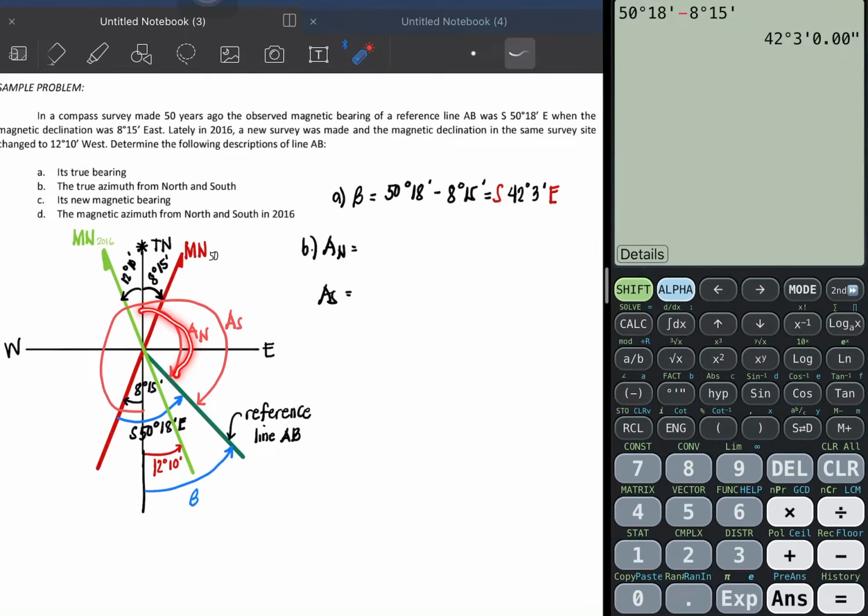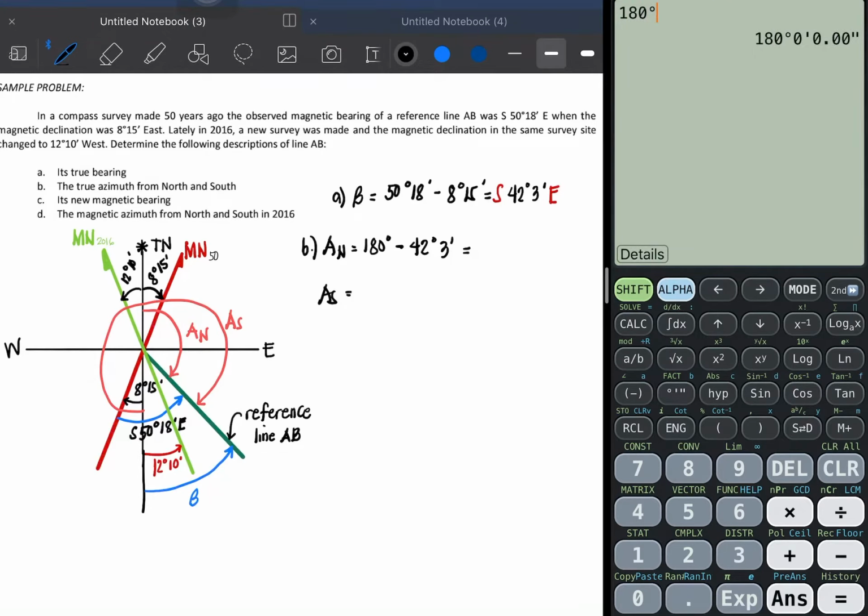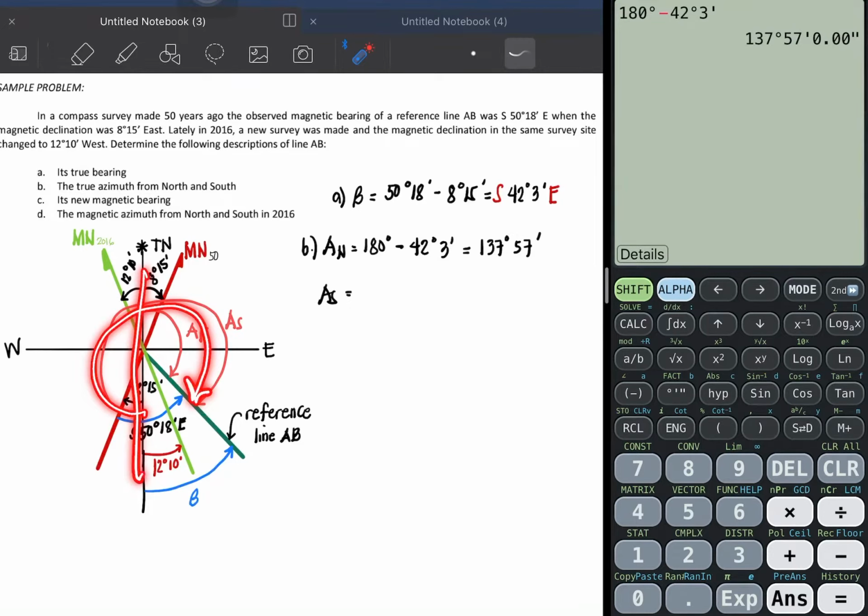For azimuth from north, you have 180, this is a straight line, 180 degrees minus the bearing. So let's have 180 degrees minus the bearing, which is 42 degrees 3 minutes. Okay, so you have 180 degrees minus 42 degrees 3 minutes. That's equivalent to 137 degrees 57 minutes. Okay, and then for the azimuth from south, you just add the 180, since you have from north, that is 137 degrees 57 minutes.